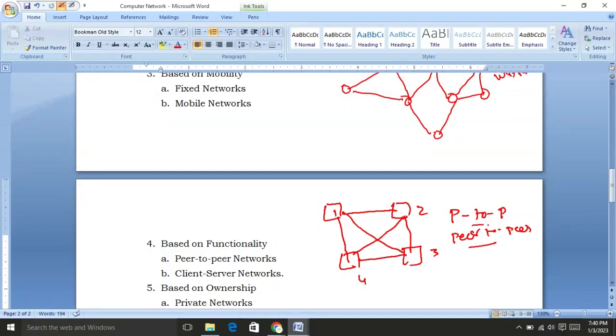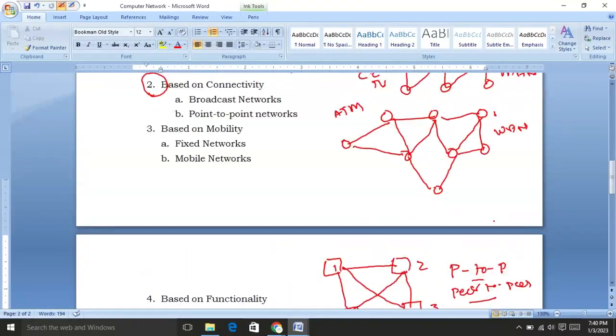The next one, after the point to point network, is the broadcasting network, which I'm going to explain here. Broadcasting, what do you mean by the broadcasting networks?